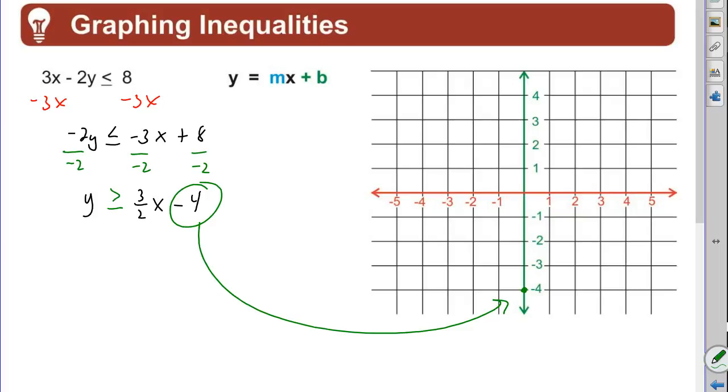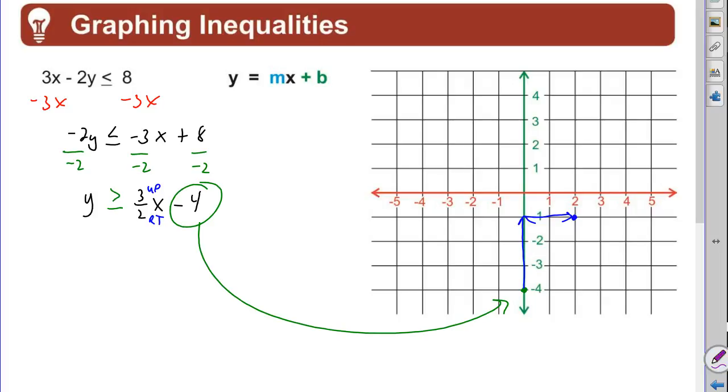Next thing I want to do is look at my slope. Remember, the top is the vertical change, so positive is up, so that's a positive 3, we're going to go up. The bottom is the horizontal change, positive is right. And so from the point at negative 4, we're going to go up 3, 1, 2, 3, 3 spots, right? Not up to the number 3. And we're going to go to the right 2 spots. And there's our second point.